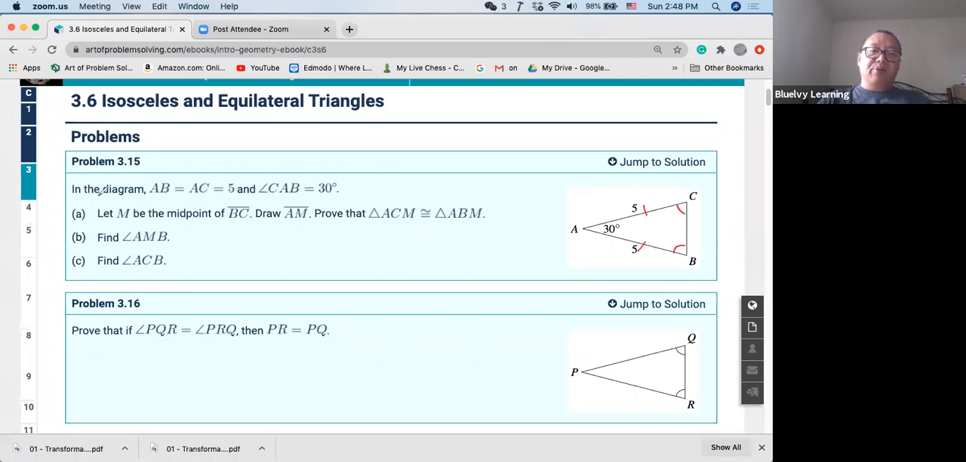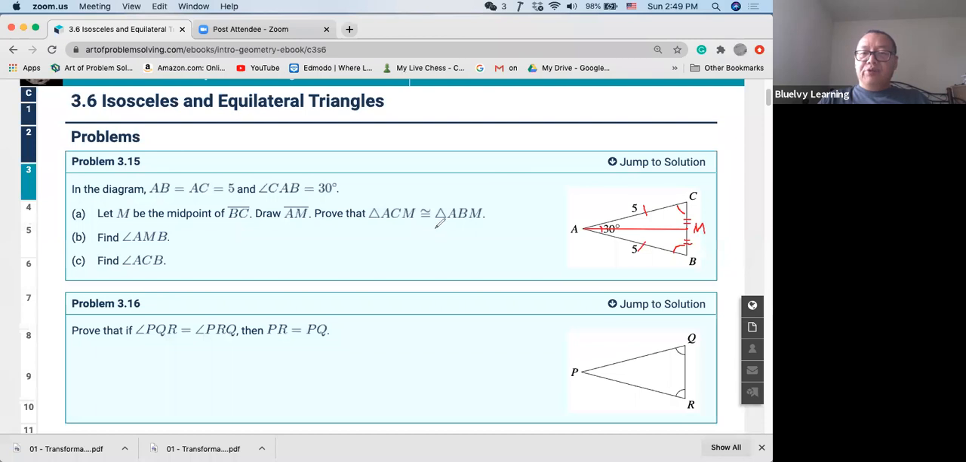Now let's see this example. 3.15. In the diagram, AB equals BC equals 5, and angle CAB equals 30 degrees. Then let M be the middle point of BC. Then they ask you to draw AM. That means connect point A with this middle point M. If M is the middle point, then CM will equal BM.